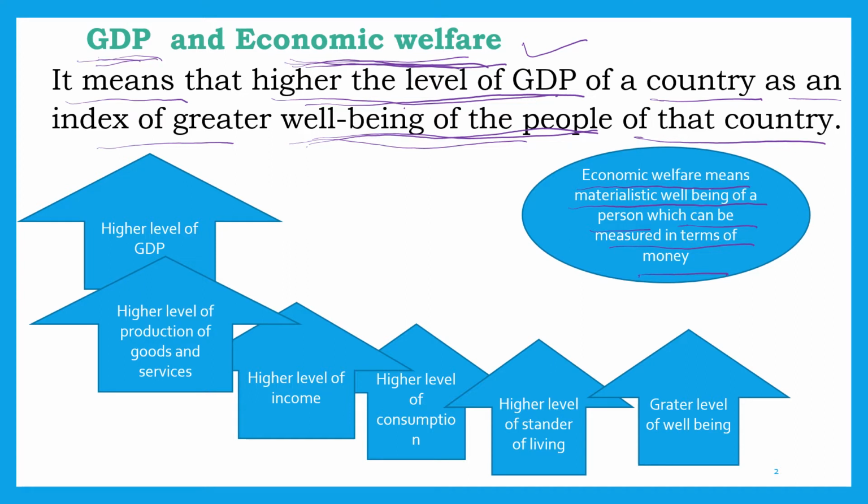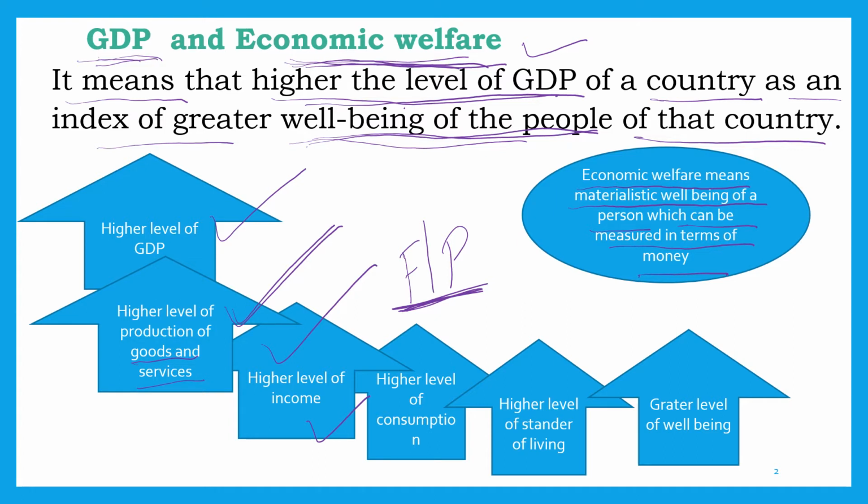If you want details, you can go to the previous videos and cross check or get information on GDP. So if you consider GDP as the income of a nation, then you can see here, the higher the level of GDP, the higher will be the level of production of goods and services. To produce more goods and services, we need to employ factors of production. When you employ more factors of production, you are going to generate a higher level of income.